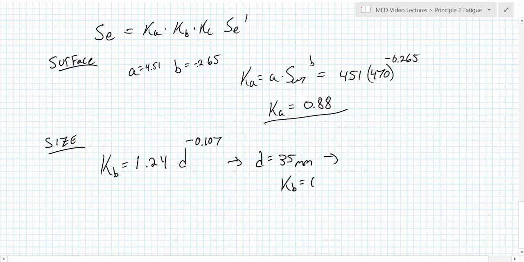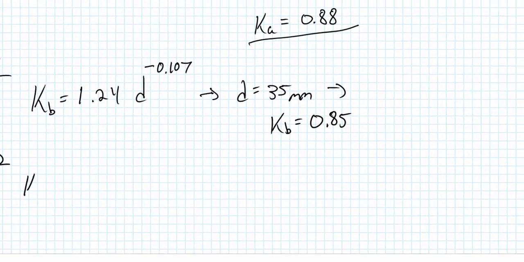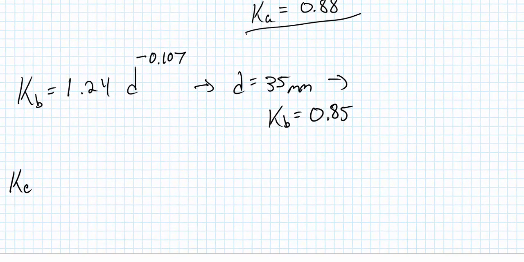equal to 0.85. Now finally, we're going to look at the loading factor, Kc. Recall that our test specimen was in pure bending and our situation is in pure bending. So we're in the nice situation where Kc equals 1.